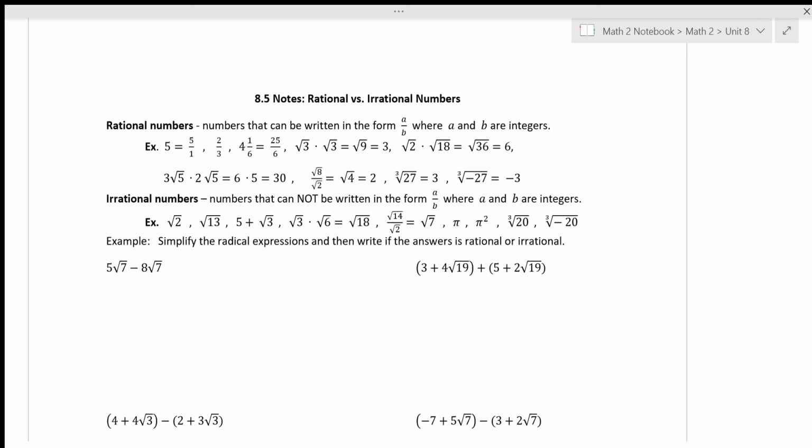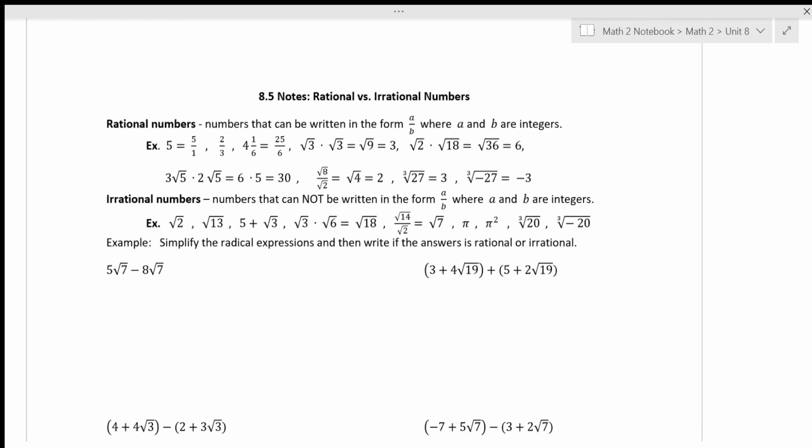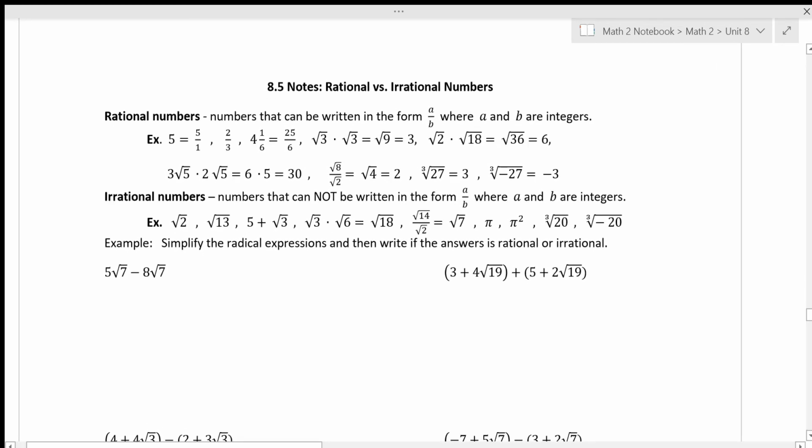Alright, this is our last set of notes for this unit. It goes some with the 8.5 worksheet and some with the 8.6 worksheet. So we're going to talk about rational versus irrational numbers. Some of you may have heard of rational versus irrational. We're going to talk some more about it today.